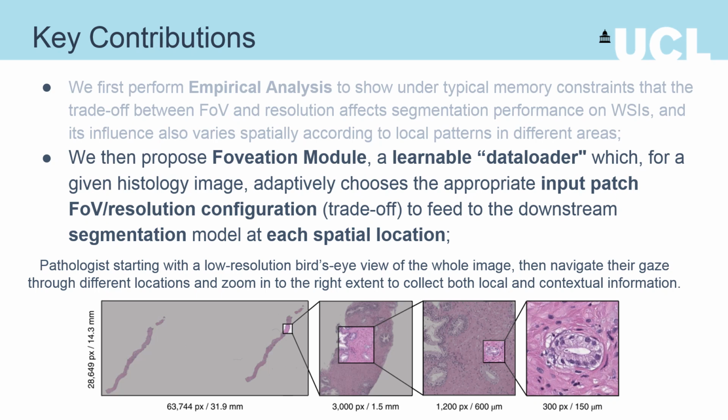at each spatial location. The intuition behind this is that when pathologists annotate a histology image, they usually start with a low-resolution bird's-eye view of the whole image, then navigate their gaze through different locations and zoom in to the right extent to collect both local and contextual information.